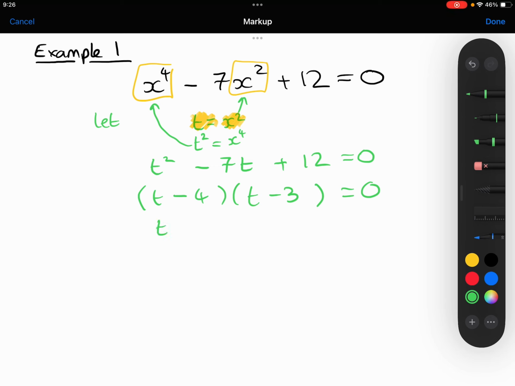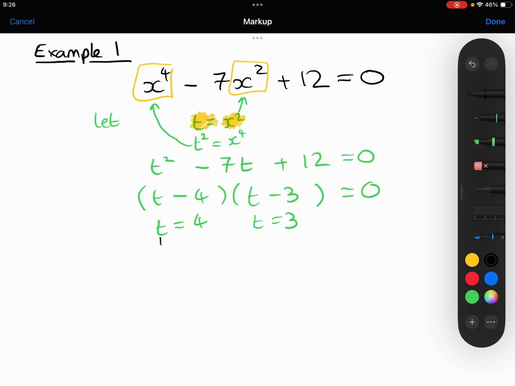Which gives me two solutions. It gives me that either t is 4 or that t is 3. But I need to remember that t was this letter, this variable that I've just made up at this stage here. I chose to use t. It has no relation to the question itself. I want to know what x is.